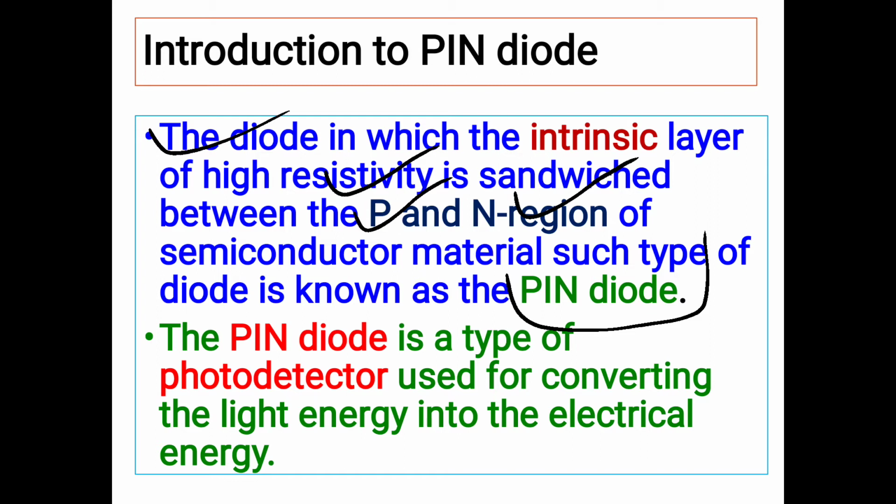The PIN diode is a type of photodetector used for converting the light energy into the electrical energy. So it is a type of photodiode or photodetector which is used for converting the light energy or the photon energy into the electrical energy.